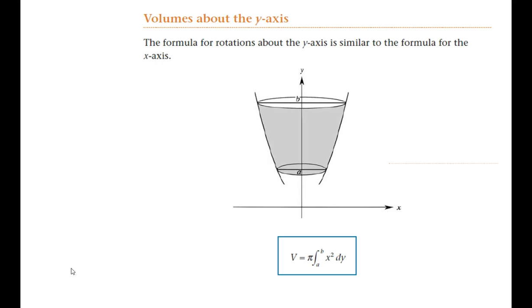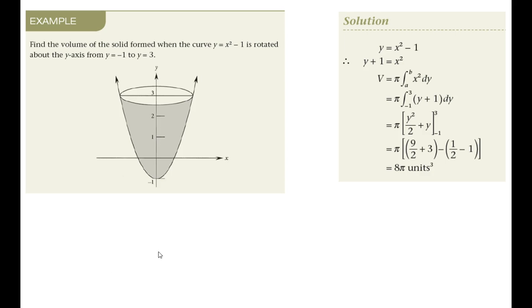Now it's time to have a look at volumes about the y-axis. So basically it's the same formula, except the pronumerals change. We've got x squared instead of y squared, and we have delta y instead of delta x. So it's pretty well exactly the same process. There's only one example in the book. Let's have a look at it. We're finding the volume of the solid formed when the curve y equals x squared minus 1 is rotated about the y-axis from y equals minus 1 to y equals 3.